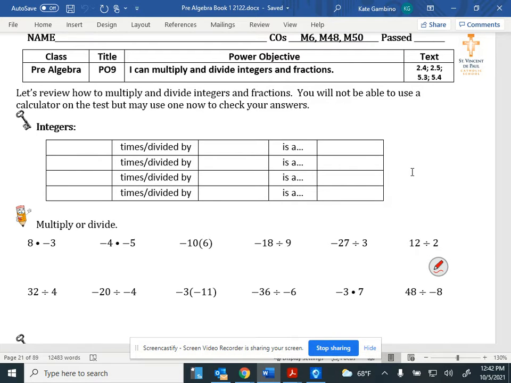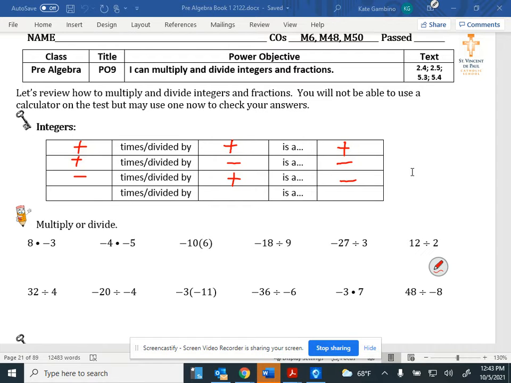So integers. Positive times or divided by a positive is going to have what kind of an answer? Positive. Positive and a positive equals a positive. Positive times or divided by a negative would be what kind? Negative answer. Negative times or divided by a positive would give us what kind of an answer? Negative, because they are different symbols.